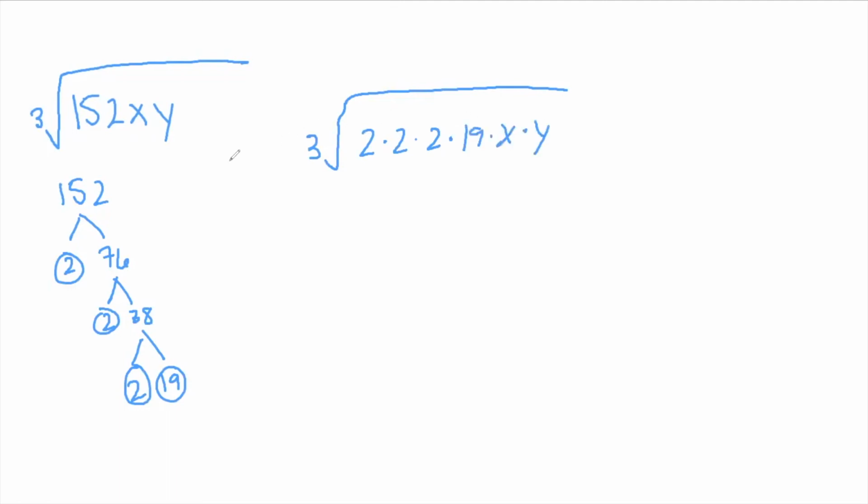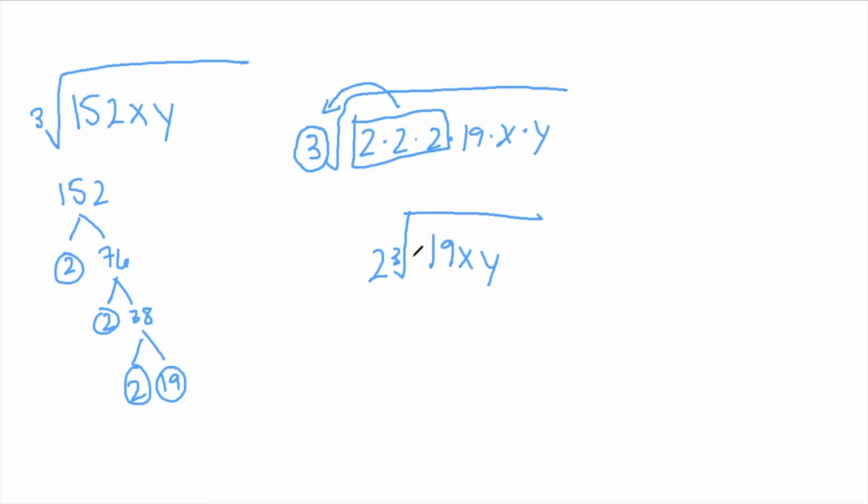And so now since we know the index is 3, we're looking for groups of 3. Just so happens we have a group of 3 here. So there's your group of 3. Doing the exact same thing as the last problem, we can pull that outside. And so that's going to be 2 cube root of 19xy. So that'll be our final answer for this one. As you can see, it's relatively similar to the last problem. The only difference is instead of groups of 2, we're looking for groups of 3.